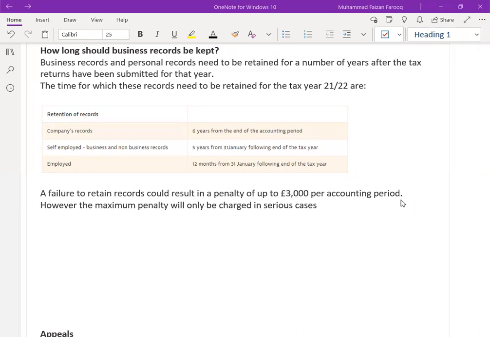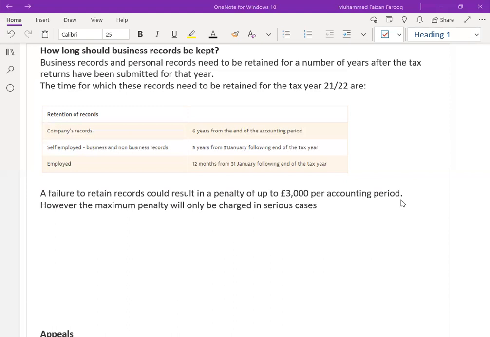When you are doing accounting, you are preparing SOCI and SFP, definitely you are keeping the records. You have backups. What about tax records? Is it required by law? Does HMRC require us to keep the business records? So the answer is yes. We have to keep business records for the companies.